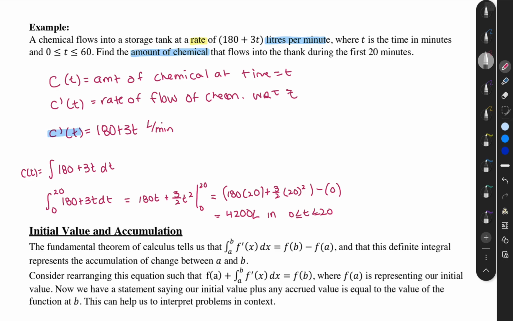Right now, we don't know anything else. Maybe there was a leak in the tank. Maybe I don't actually have that much in the tank. But that was the rate of flow. That was the accumulation of that rate of flow.